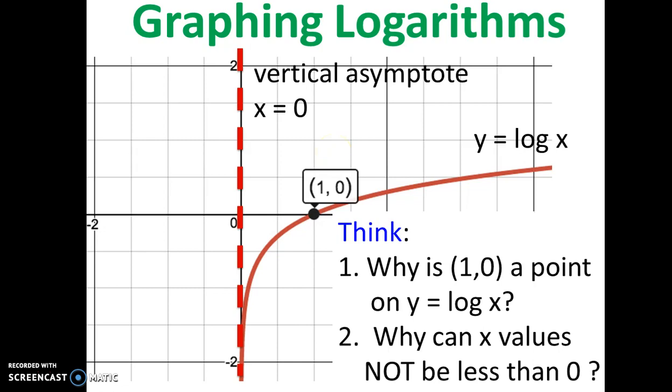All right, now think about these two questions and answer them. Why is (1, 0) a point on y equals log x? Why is that point on this function? And why can x values not be less than 0? In other words, why does this log function not go behind here and go into the negative area?